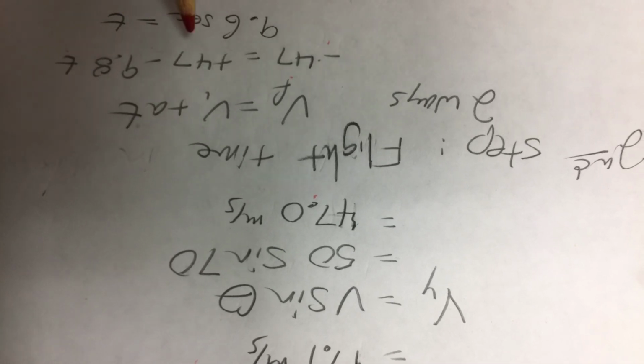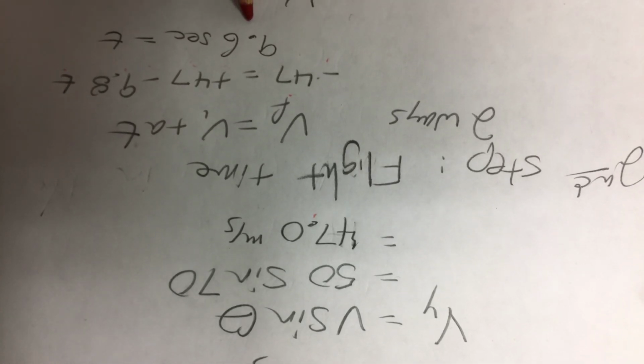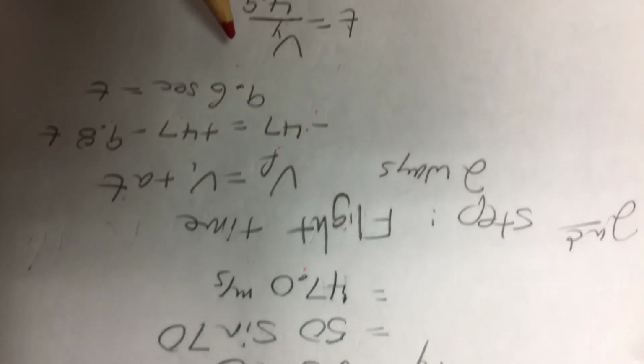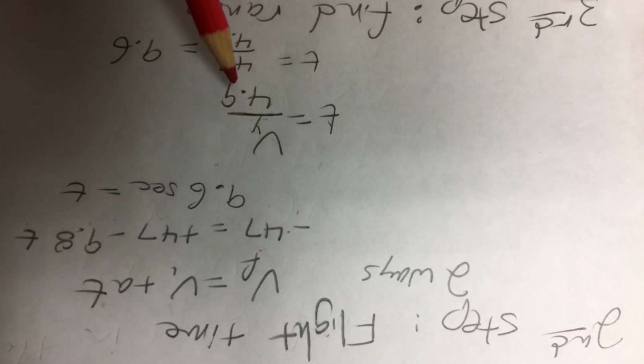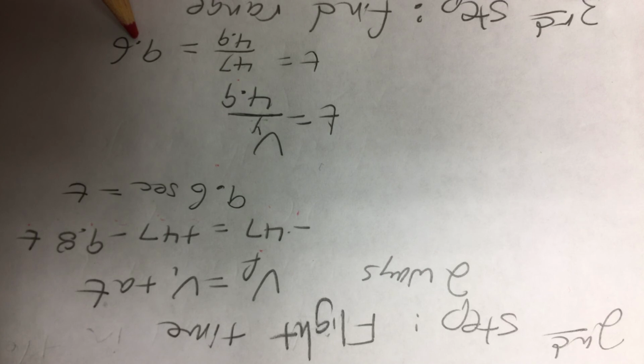Solve for t here. The first step, subtract off 47 from both sides, and then divide by negative 9.8. You get 9.6 seconds. Another way of doing it is using the shorthand version, the y component divided by 4.9, and you get the same 9.6.